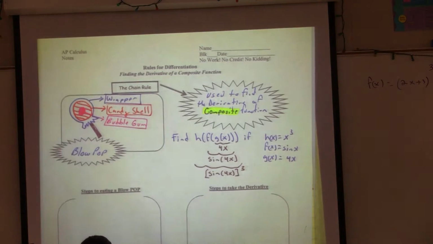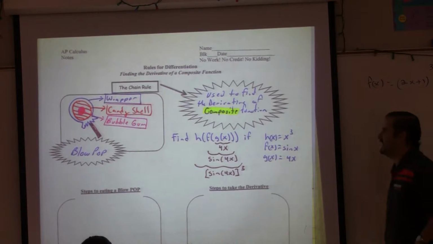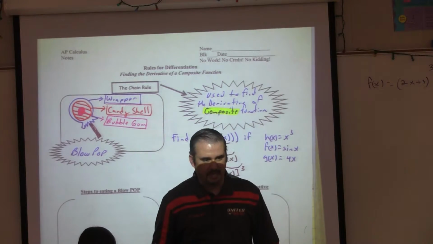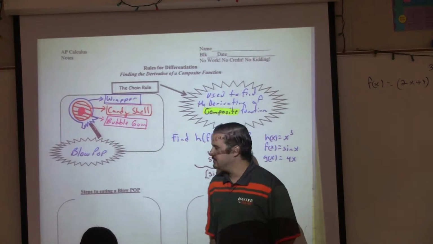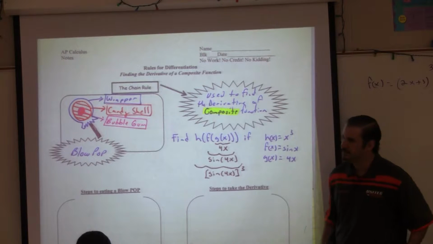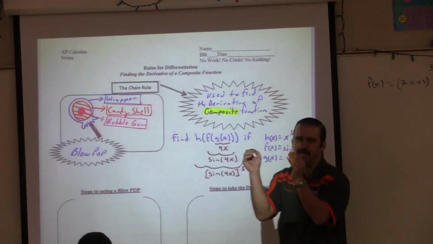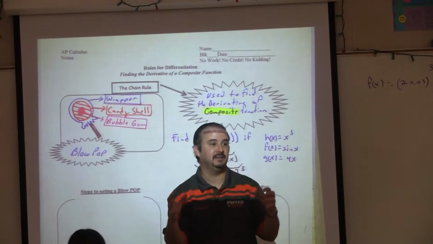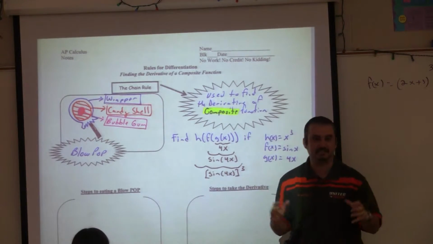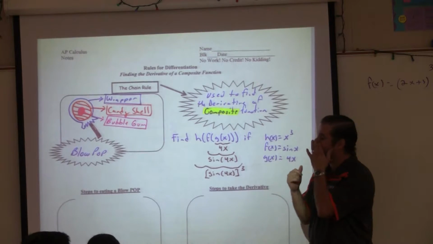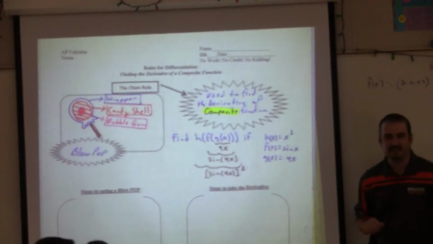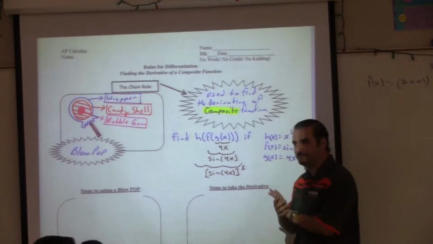Disgusting. Oh my God. So this is kind of like the composite function, right? When they make the blow pop, what do they start off with? Gum. The gum, right? And then they put that gum inside of what? A candy shell, right? And then they put that candy shell inside of a wrapper. Oh my God! Who would have thought that that's a composite function? Okay? Are you with me?